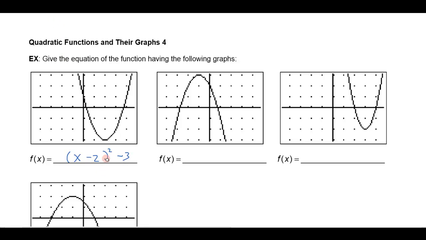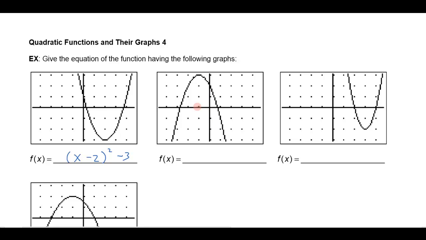So this would be the equation of this graph. X minus 2, the quantity squared, that's going to shift x squared 2 to the right, and the minus 3 is going to move it down 3. How about this one? What do you think this would be the equation of this function that has this graph?